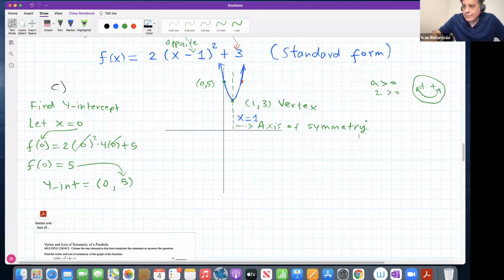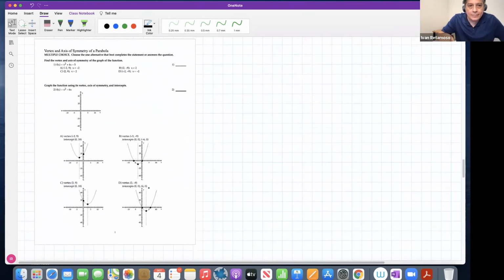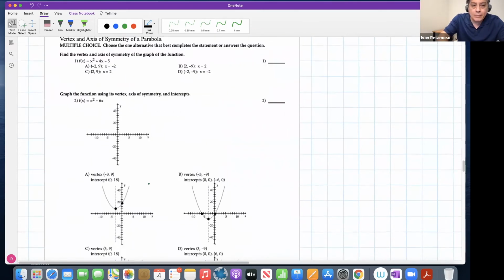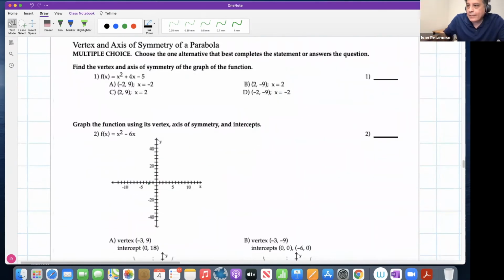Now I want you to practice on the worksheets, okay? So let's do this quickly, and then I will show you how to maximize or minimize quadratic functions using the coordinates of the vertex. Try to do the first one. It's straightforward. They give you a quadratic function, and they are asking you to figure out the coordinates of the vertex as a point, and the axis of symmetry. Can you do that?